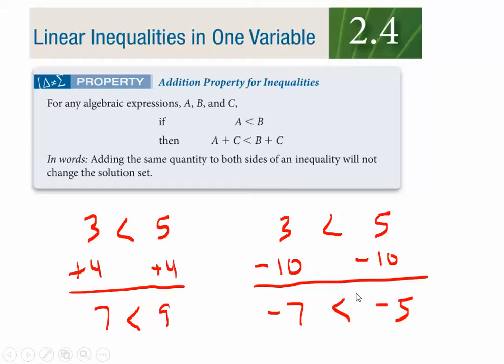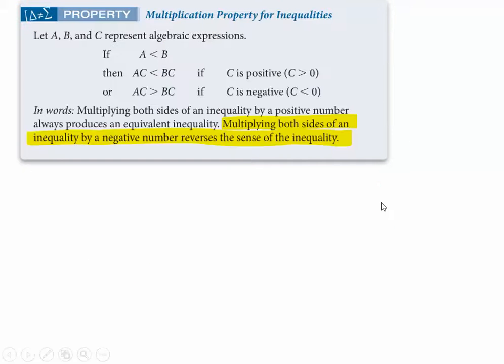Remember, we also had another property for equations. It was called the multiplication property. And this one's a little different. If you remember, this is A is less than B. Then we don't change the sign if we're multiplying by a positive number. We do change the sign if we are multiplying by a negative number. Let's see how this works out.